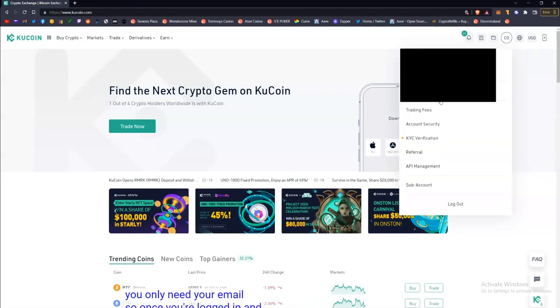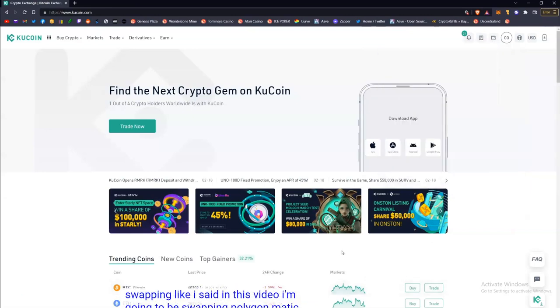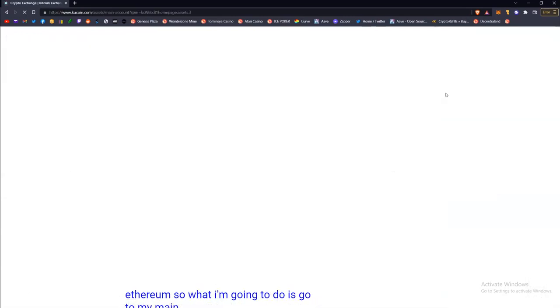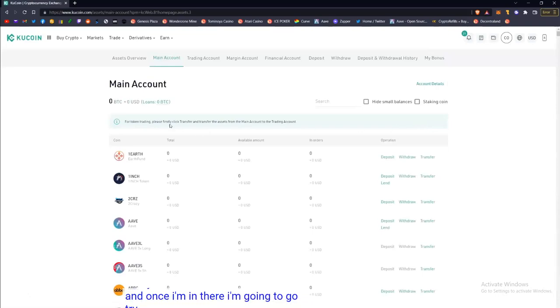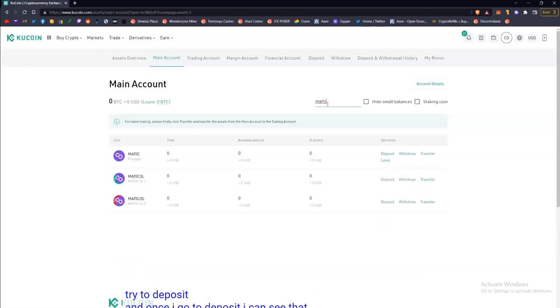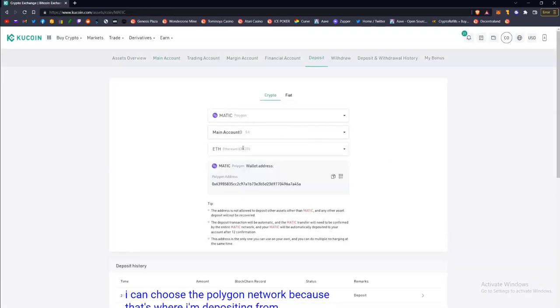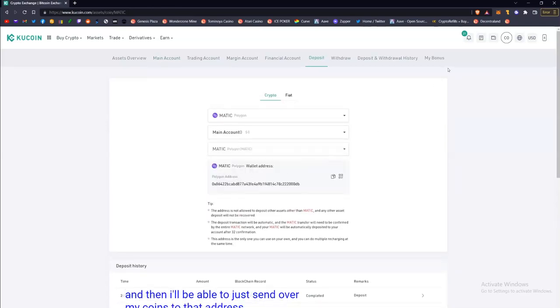So once you're logged in and set up with Kucoin, we can move ahead and start depositing what we're swapping. Like I said, in this video I'm going to be swapping Polygon Matic into Ethereum. So I'm going to go to my main account on Kucoin, and once I'm in there, I'm going to try to deposit. Once I go to deposit, I can choose the Polygon network because that's where I'm depositing from, and then I'll be able to send over my coins to that address.